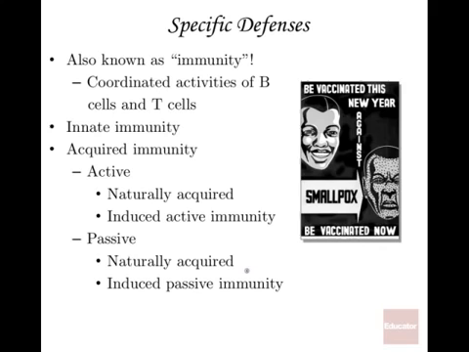Also, breast milk can sometimes have antibodies coming from the mother through the breast milk into the baby's body. So that's naturally acquired passive immunity. And then induced passive immunity would be something like you can actually inject antibodies into somebody rather than injecting the surface of a virus or something like that. So with rabies, if somebody may have been exposed to rabies, you can inject antibodies into that person's bloodstream to help them deal with that particular infection.